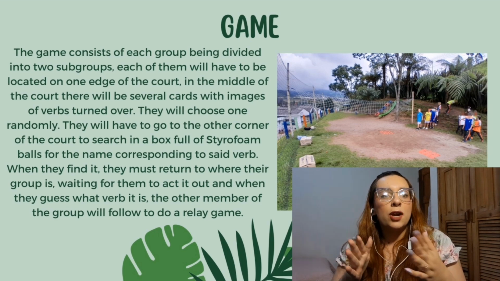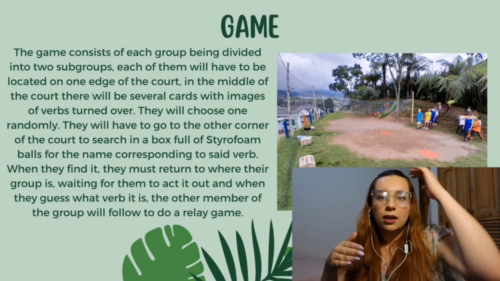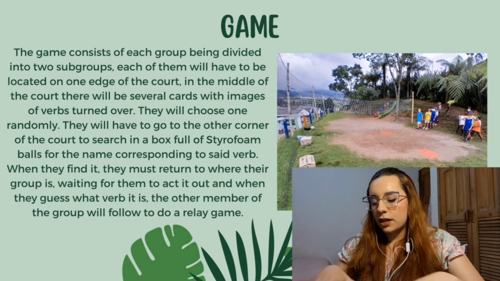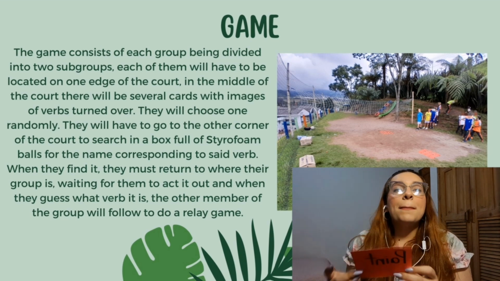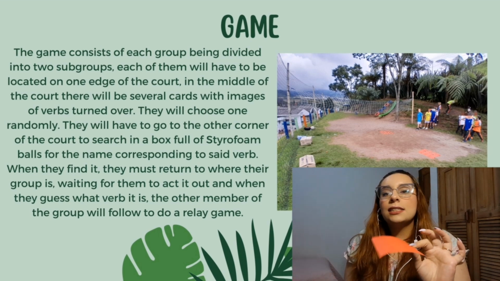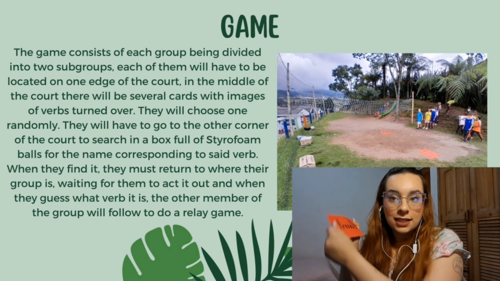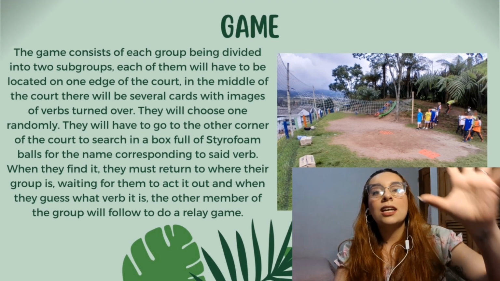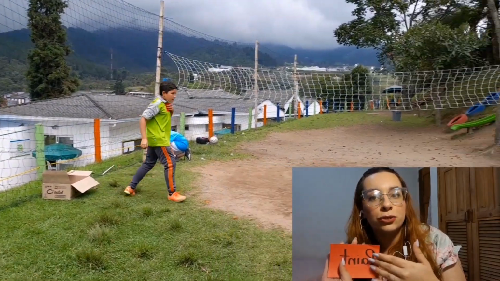As I mentioned, it is going to be a relay game. The idea is that one of the members of the group is going to run until the middle of the field. Then they're going to find some of these cards. I'm going to show you here. These are the cards, but they're going to be backwards, like this. The idea is that they're going to take one randomly. They're not going to see what the verb is. Then they see that it's, in this case, paint, and then they will have to run to the other edge of the field in order to look for the image that belongs to this verb.